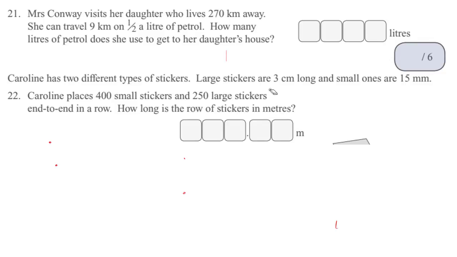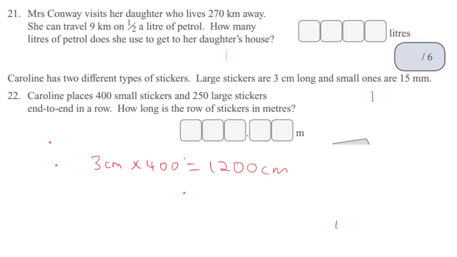Okay, the first thing you need to do is to find how long they are in centimeters first. Right, so if I got 400 of them and each one of them is 3 centimeters, I need to times that to see how long they are if I put them tail to tail. So 3 centimeters, but there are 400 of them. That's going to be 1,200 centimeters. Okay, so that's the first one. But we also got the smaller one, which is 15 millimeters.